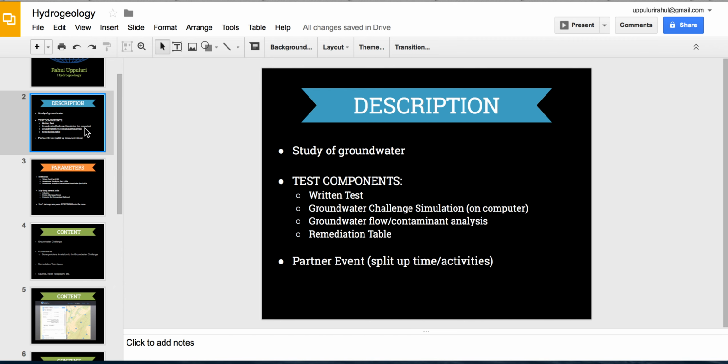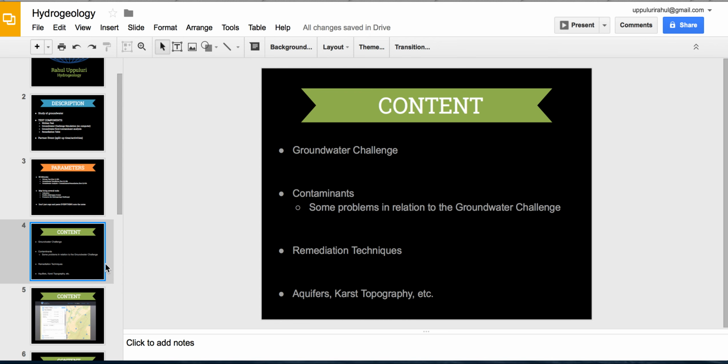The final part of the test is typically a remediation table. Basically, what you're going to have to be doing is filling out a chart that lists a couple of selected remediation techniques, and you're going to have to determine the cost and a couple of other aspects of them. So there are definitely a lot of techniques that you're going to want to know, and of course a lot of other vocabulary words.